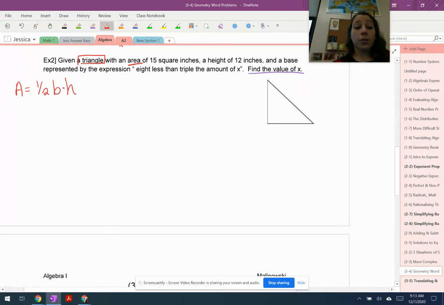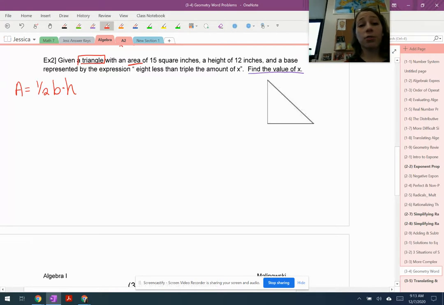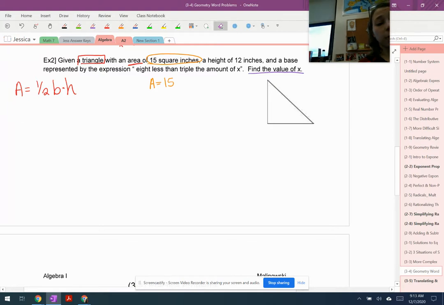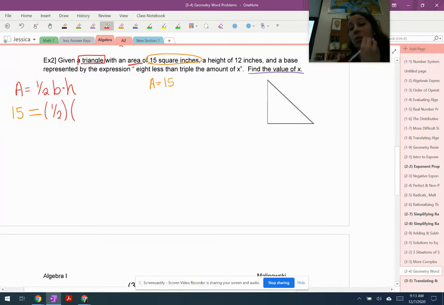All right, so they're telling me that the triangle's area is 15 square inches, which means A equals 15. So in for A, I'm putting 15. My 1/2 is just a number, so that's just going to stay as 1/2, but I am going to put it in parentheses so we don't get confused about the operation going on here.